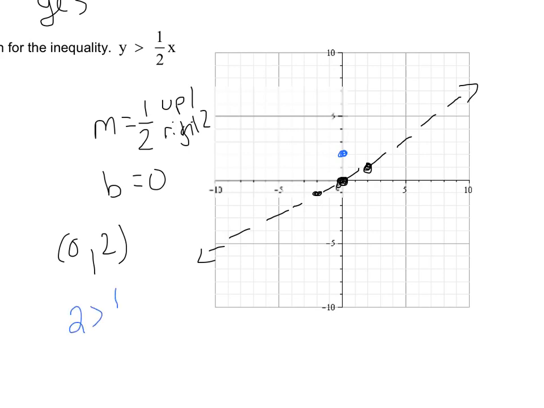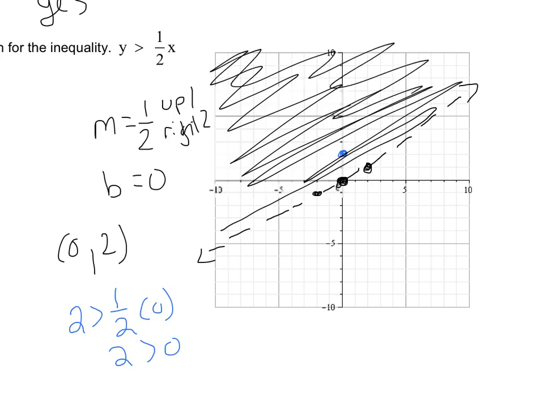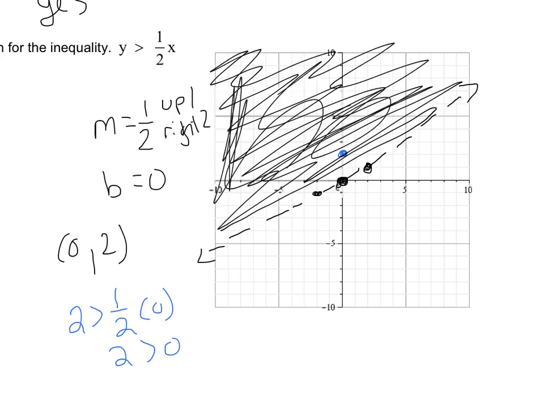2 is greater than 1/2 times 0. 2 is greater than 0. That is true. So what that means is we need to shade the above portion because that is where it's greater than that line. Okay?